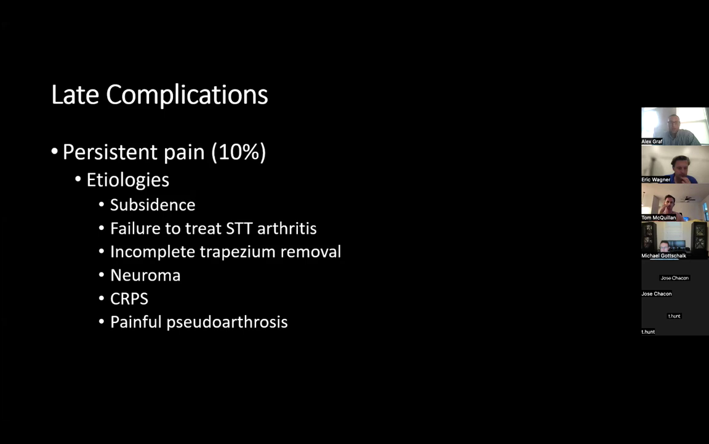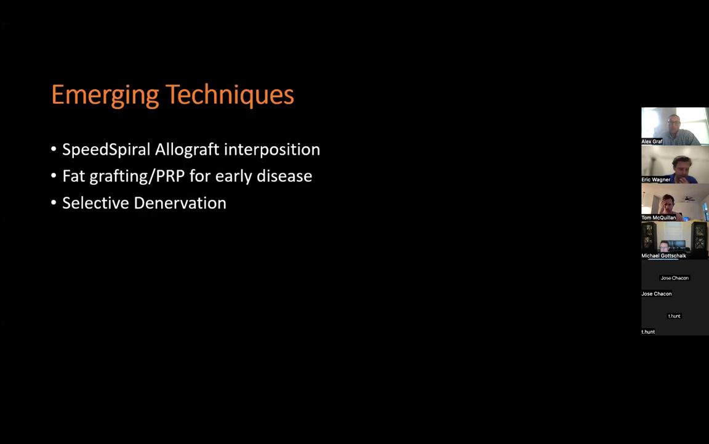Late complications can be due to subsidence, although usually subsidence is not clinically an issue. Others include failure to address adjacent STT arthritis, incomplete trapezium removal, neuroma, painful pseudoarthritis, and CRPS. These are some emerging techniques: the speed spiral, fat grafting, and denervation.